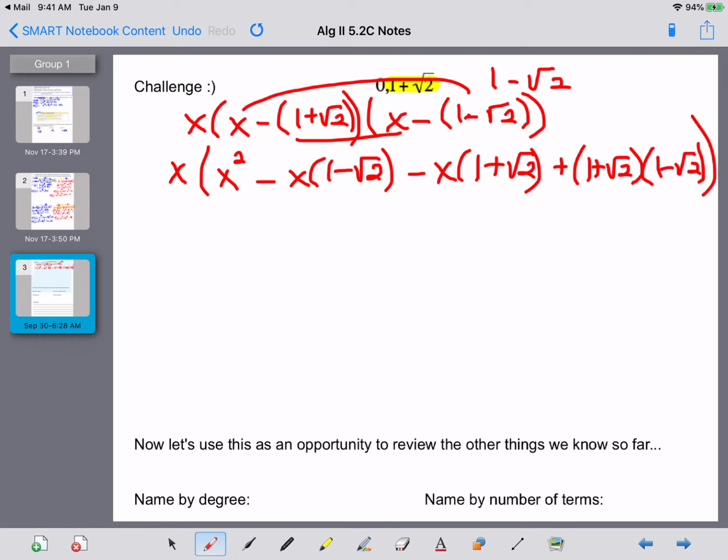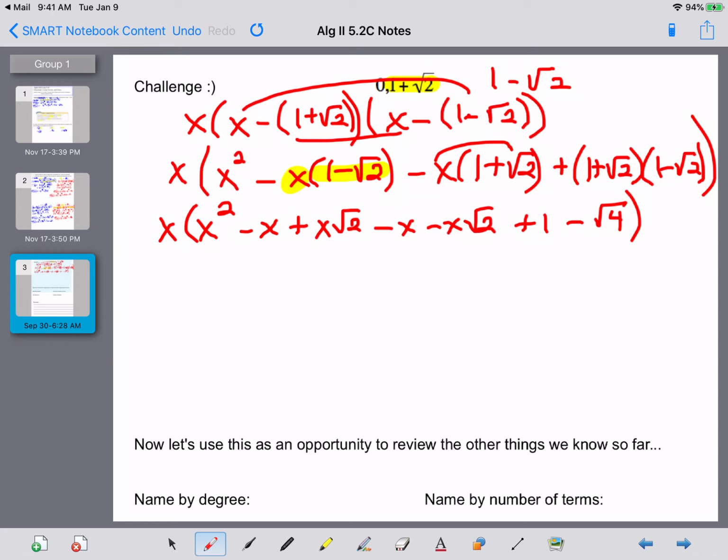All right, we need to clean up some things here. Distributing this x into here, we would have negative x times 1, so negative x. Negative x times negative root 2 would be positive x root 2. Doing the same thing to our next piece, negative x times 1, and negative x times root 2, negative x root 2. And then our last piece, we're multiplying 1 plus root 2 times 1 minus root 2. Those are conjugates. So we're going to have 1 times 1. Insides, outsides will drop out. And we have a root 2 times a negative root 2, so negative root 4.